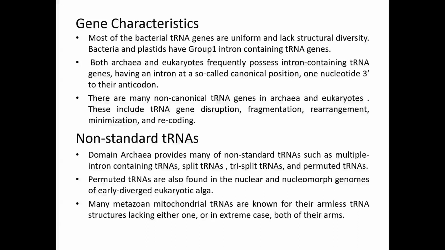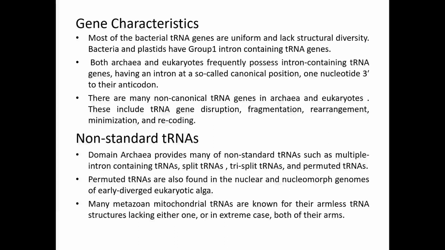Most of the bacterial tRNA genes are uniform and they lack structural diversity. Bacteria and organelles like plastids have group 1 intron containing tRNA genes. Both archaea and eukaryotes frequently possess intron containing tRNA genes, and the introns are found at a position which is 1 nucleotide 3' to their anticodon.